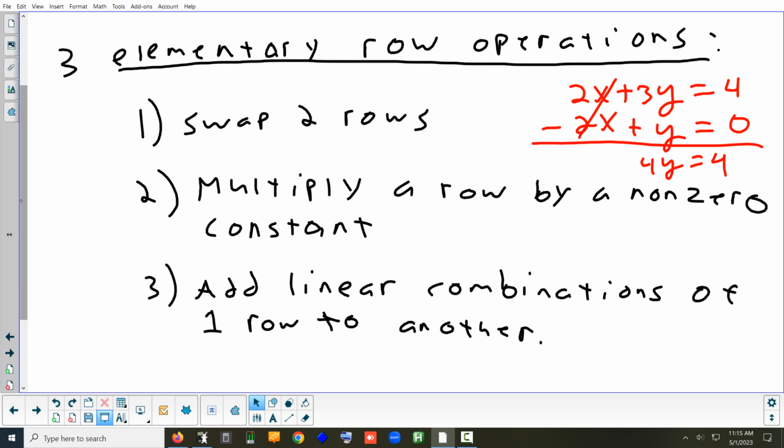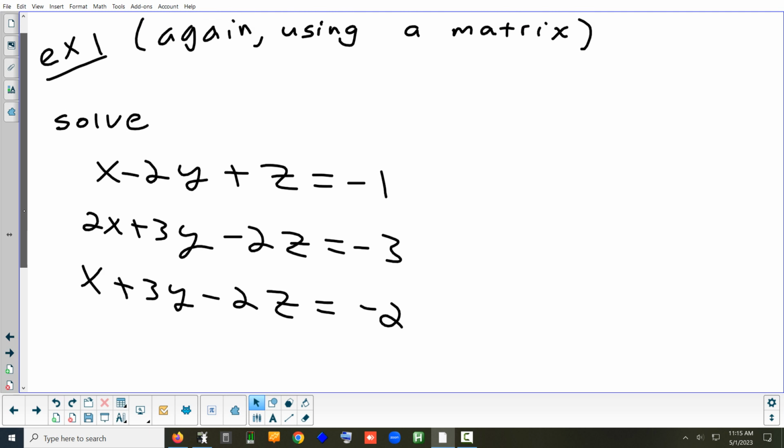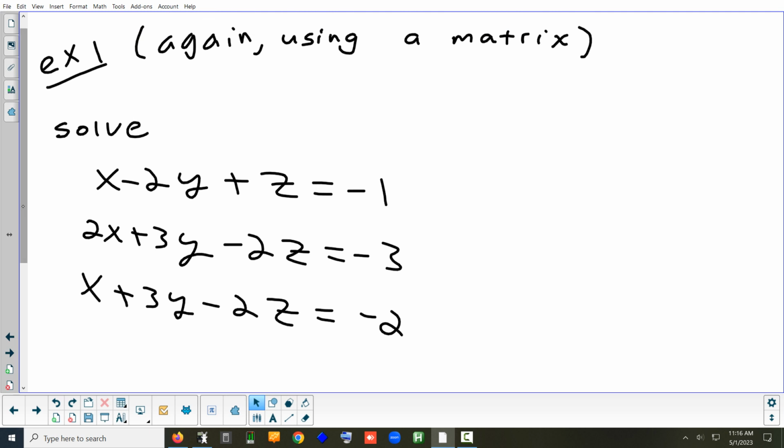Any questions on what I mean by any of those three row operations? All right. So let's try an example. We're not doing this problem again. This is the first time we're doing it. But I want to solve it using a matrix.